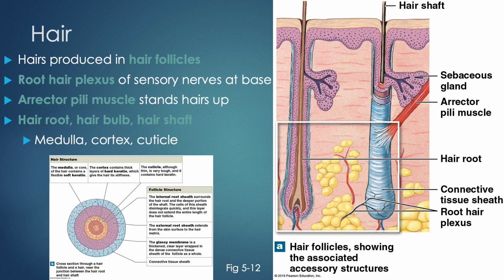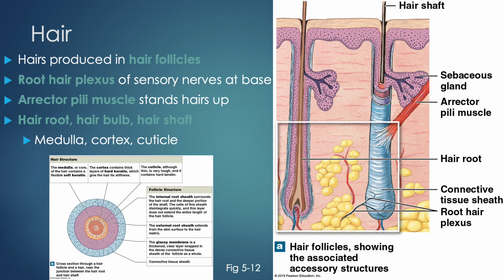Our hairs, or what we think of them anyways, are actually technically the hair shaft. And the hairs themselves are produced in hair follicles. So if you look at the image on the right, you'll see hair follicles both in cross-section on the image on the left, and then on the image on the right, you'll see that it's intact, showing connective tissue sheathing around the hair root.